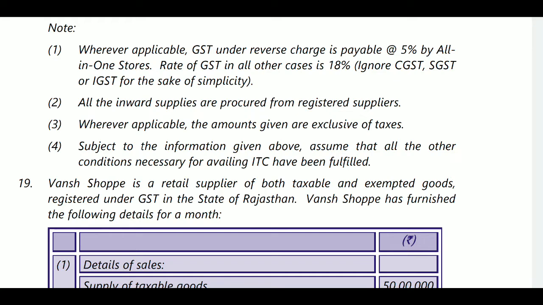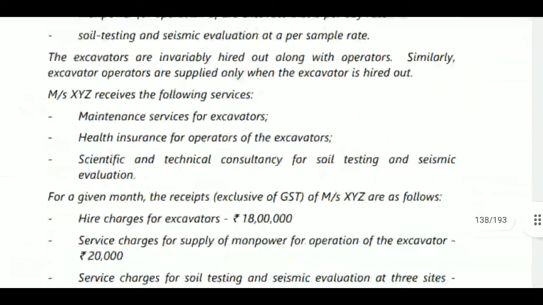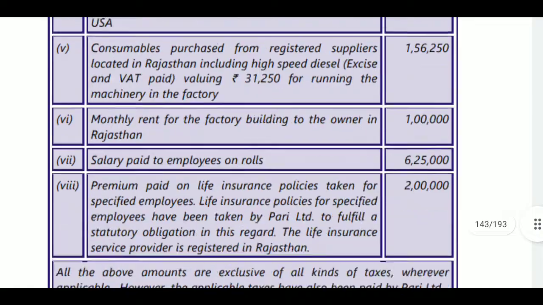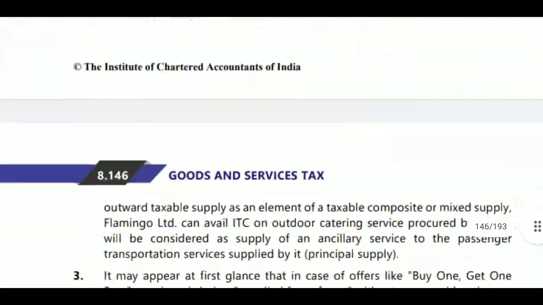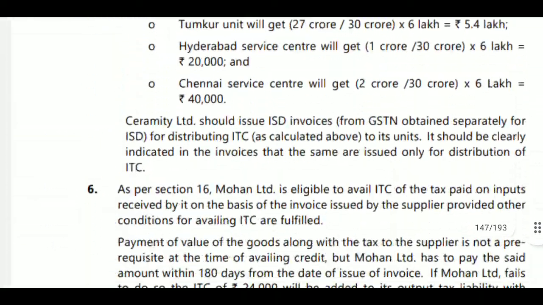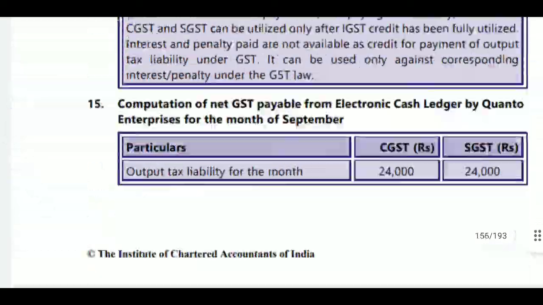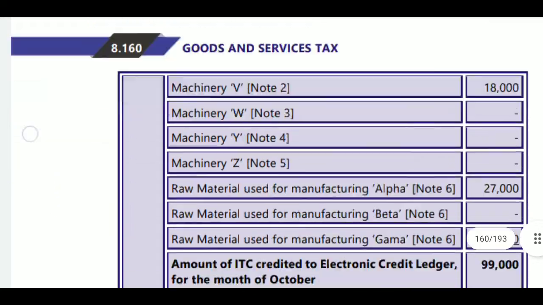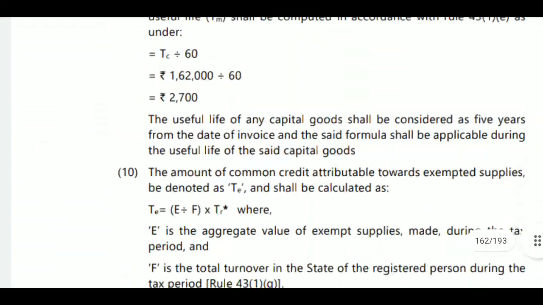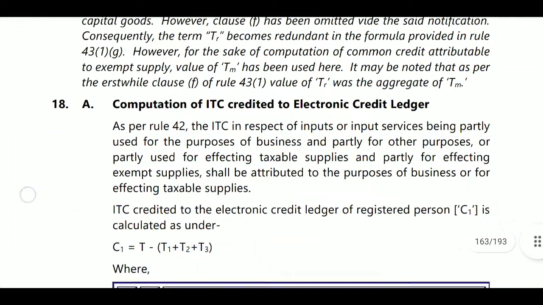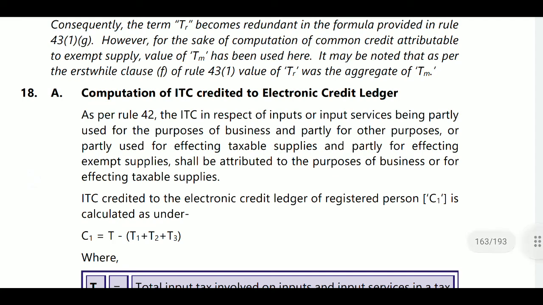So we will calculate the amounts. First of all, the answer will be for question number, I think it is the 18th question. What is there in the 18th question? Computation of ITC credit to the electronic credit ledger. It will be calculated as per Rule 42. What is there in Rule 42?